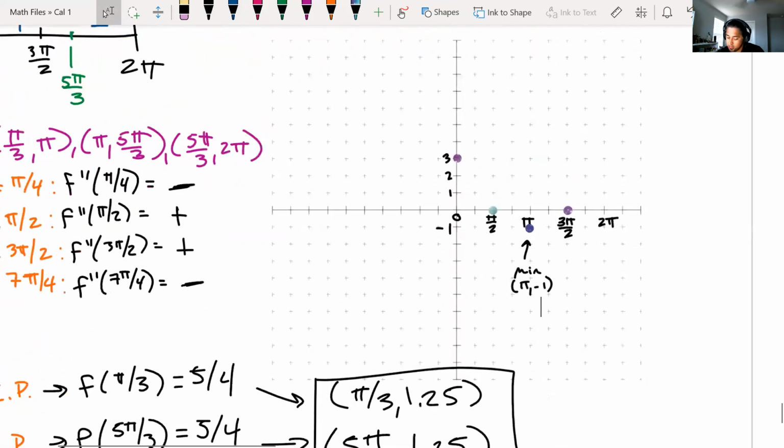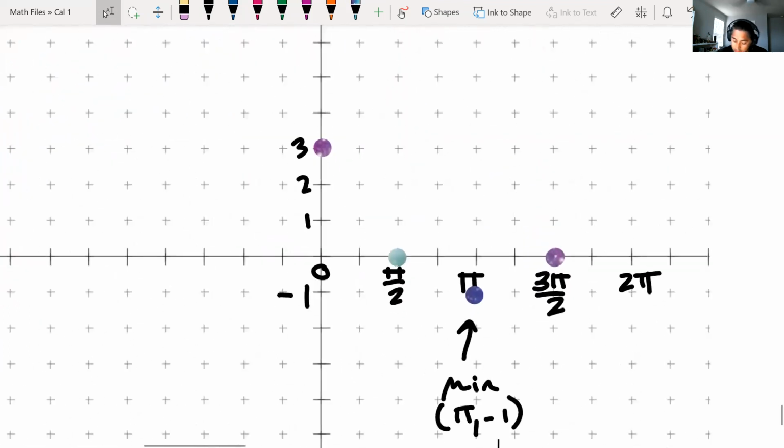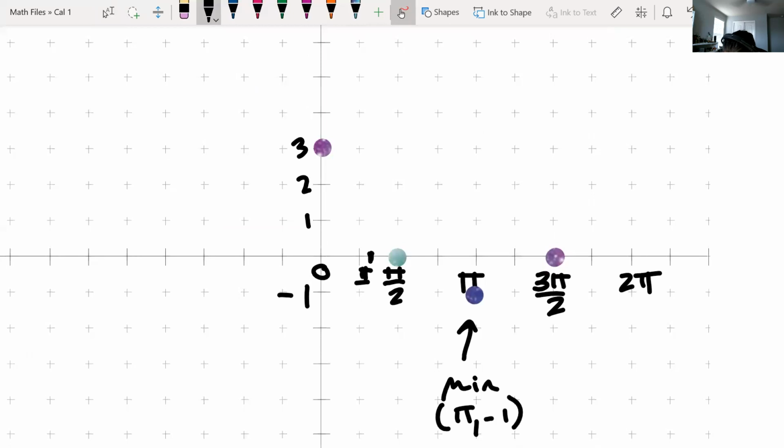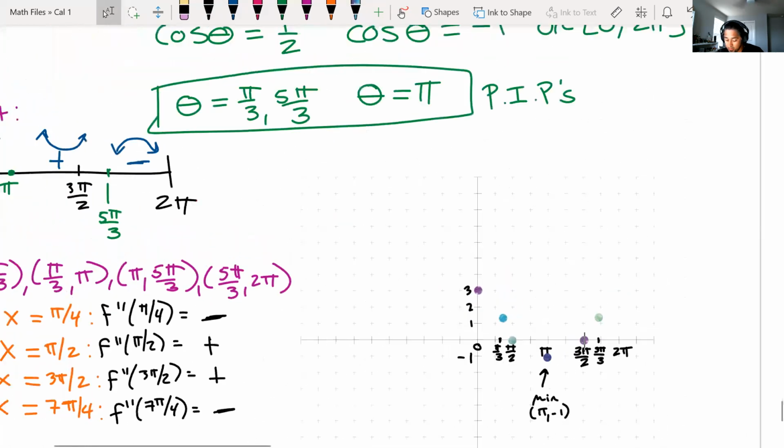So pi over 3 is going to be right about here. Let's say here's pi over 3. So pi over 3 and 1.25, I'll put right about there. And then 5 pi over 3, I think it's going to be right around there, and we're at the same value, 1.25. Okay. We have everything plotted.